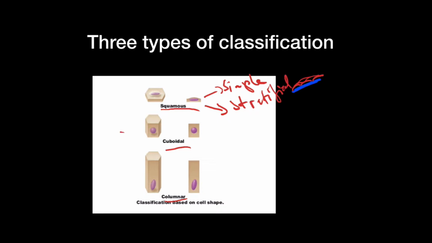Alright, so then we have cuboidal. And cuboidal, these cells, you'll find them cube-shaped. Cuboidal typically comes as simple.